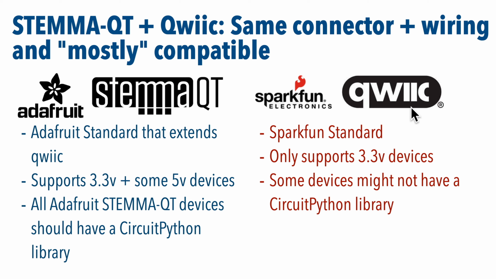The IIC stands for I²C, and SparkFun's QUIC standard only supports 3.3 volt devices. The Adafruit STEMMA-QT standard is a little more flexible. It supports 5 volt as well as 3.3 volts. Now, if you want to use a quick breakout board from the SparkFun company and you want to use CircuitPython, just make sure that there's a CircuitPython library to support that device.